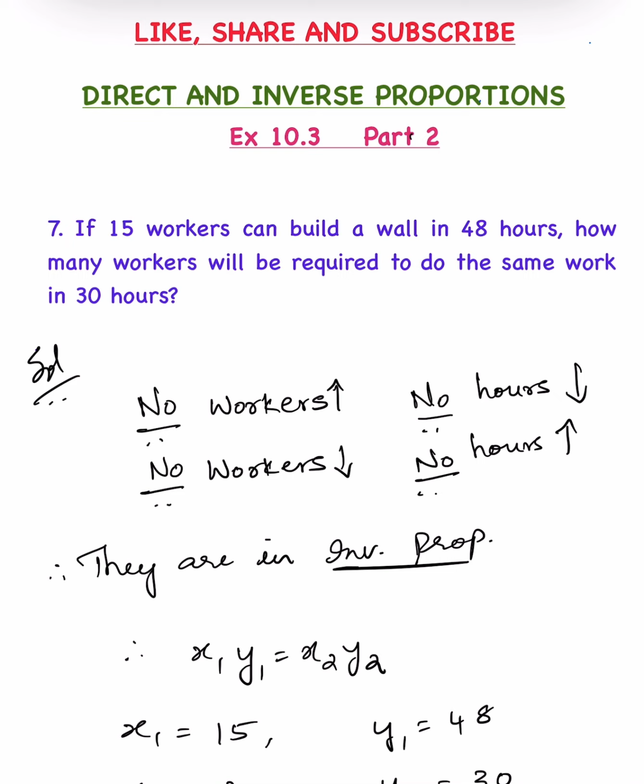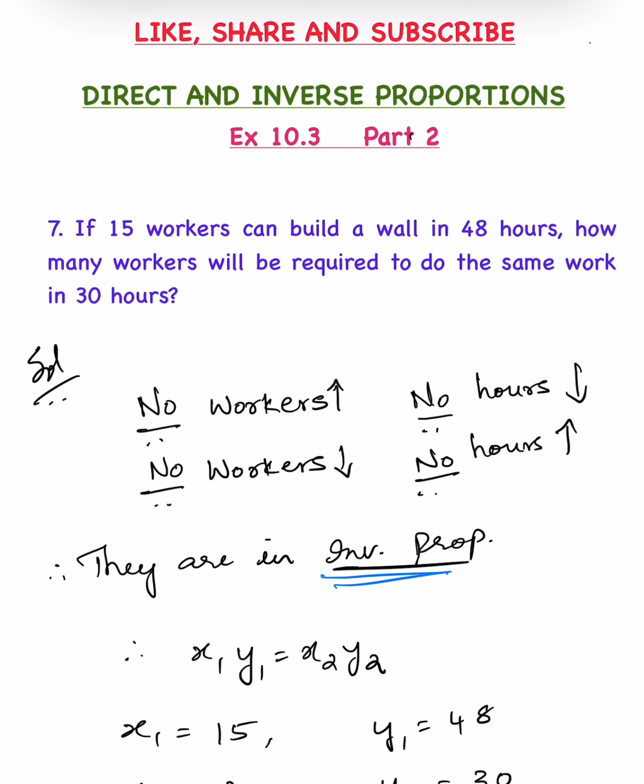Seventh problem. If 15 workers can build a wall in 48 hours, how many workers will be required to do the same work in 30 hours? If the number of workers increases, the number of hours will decrease because the work can be done faster with more men. So, if one quantity increases and the other decreases, they are said to be in inverse proportion.